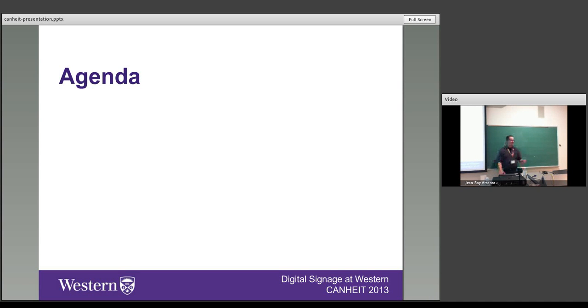So first, I'm going to talk a little bit about what AxisTV is at Western. Then discuss some of the challenges that we've had with our deployment, what we're doing next, and then there'll be some time for some questions at the end. So, AxisTV at Western.